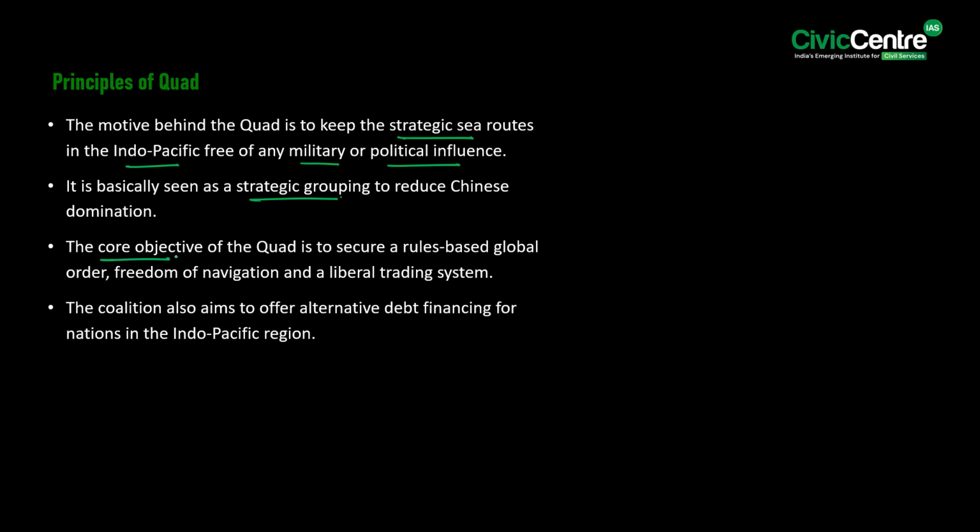Significantly, the core objective of Quad is to secure a rules-based global order, freedom of navigation, and a liberal trading system. Furthermore, the coalition also aims to offer alternative debt financing for nations in the Indo-Pacific region.